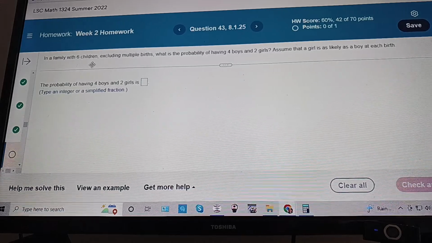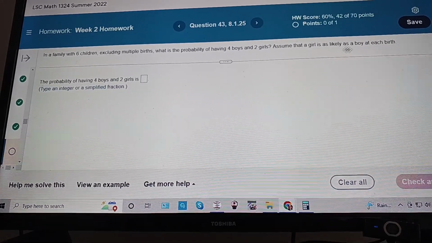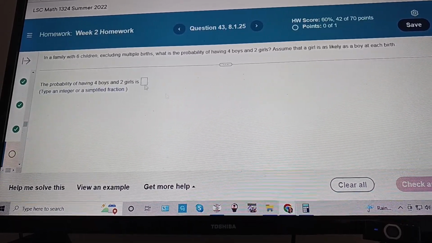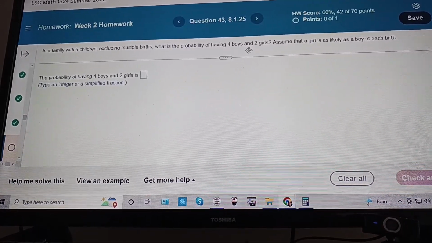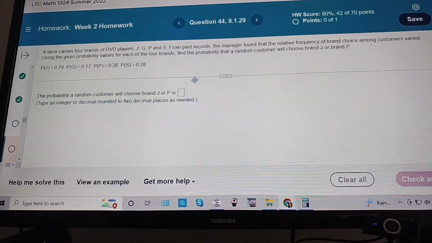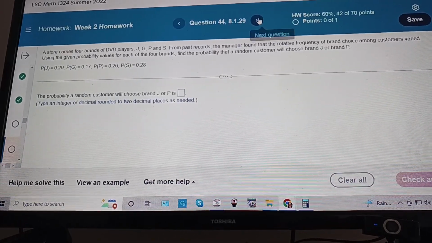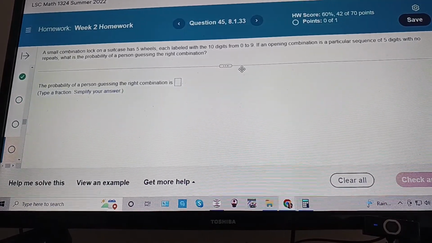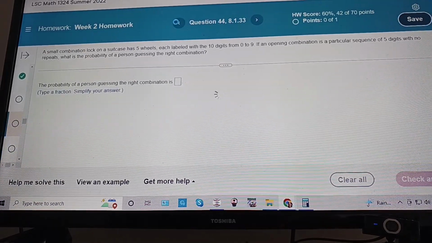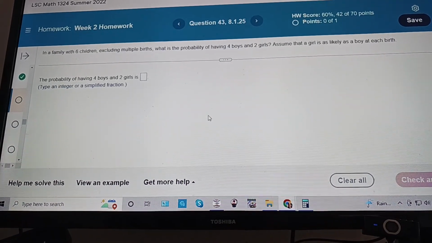There's a family with 6 children. What is the probability of having 4 boys and 2 girls? Okay, this is a little different. See if there's an easier way. I'm not sure if we're up to what I think we're up to. Let me check here. Relative frequency. Because there's a way to do 43 that's different. I don't know if they're teaching that yet is the problem. I think that's later in chapter 8.